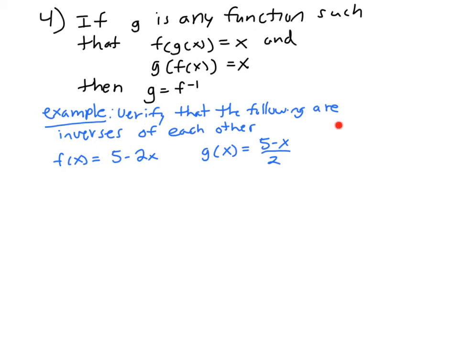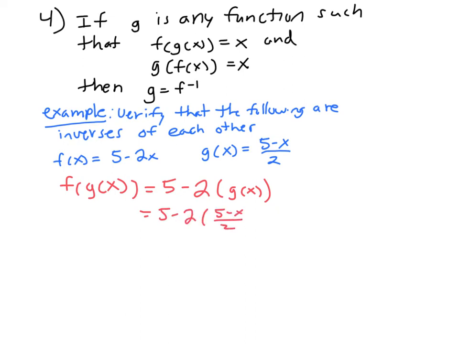So let's use this to verify that the following are inverses of each other. To do this, I'm going to find f of g of x. If this equals x, then I'll be on the right track, and then I'll need to find g of f of x, and if that equals x, then I can verify that g is indeed the inverse function. So let's find this. I'm going to plug in g of x everywhere I see x in f, and then plug in the value for g of x, which is 5 minus x over 2.